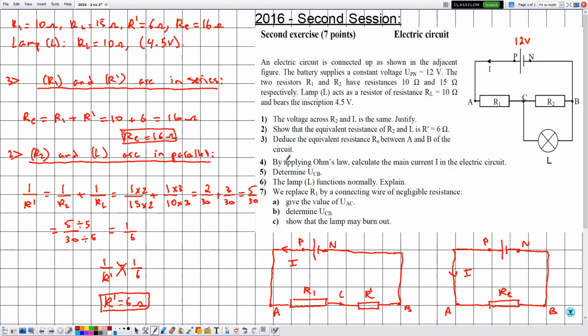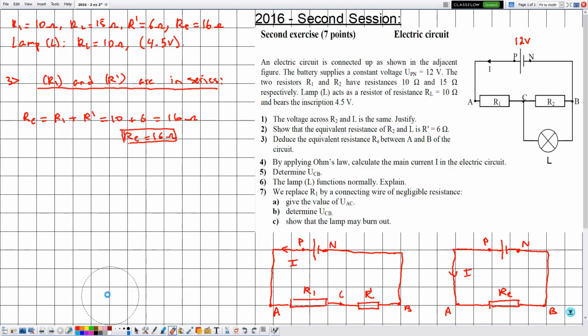Now in number 4 they are telling me, by applying Ohm's law, calculate the main current I in the electric circuit. Now we have 3 electric circuits, the first one, the second one, and the third one. So here we must be careful in choosing which electric circuit to use in order to answer the question. Sorry, let me erase this one. Now they are telling me, by applying Ohm's law, calculate the main current I in the circuit.